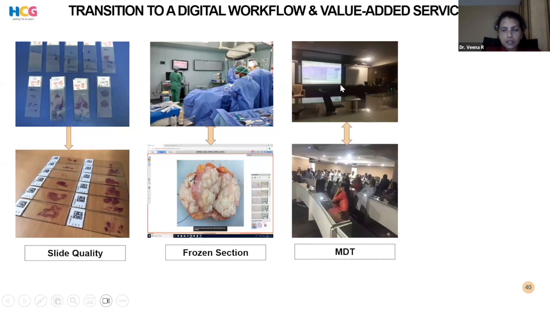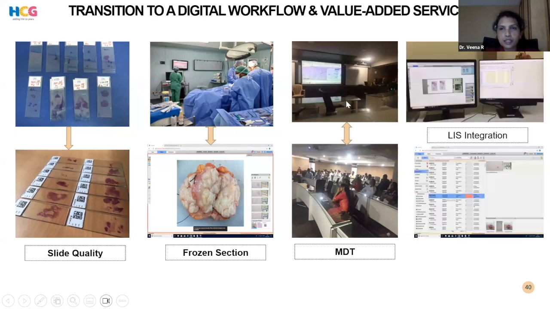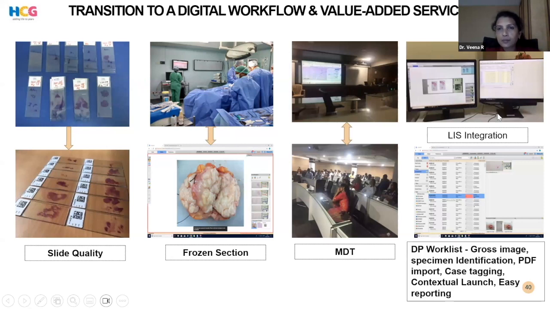And now in the multidisciplinary team meetings and tumor boards, we don't spend any time because we can access it from any location. We usually directly go there and open the case, including the gross specimen, the test request form, and the whole slide images, and are able to communicate better to the clinicians in the meeting. And this has been interfaced with our laboratory information system.